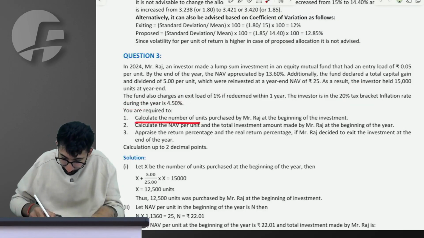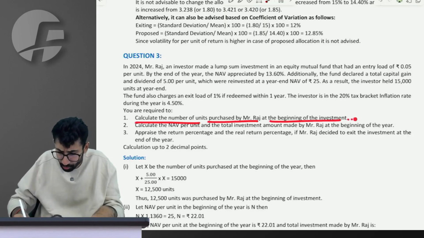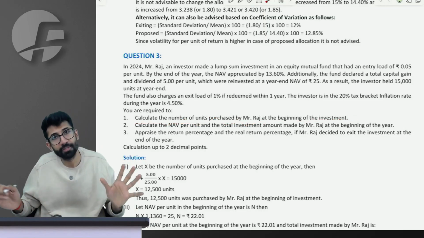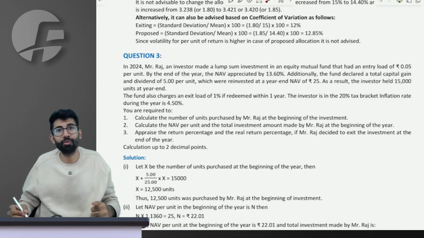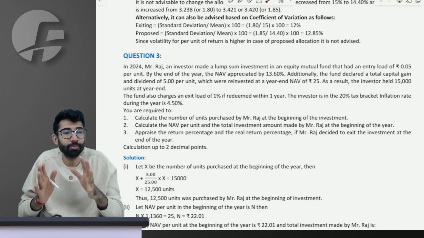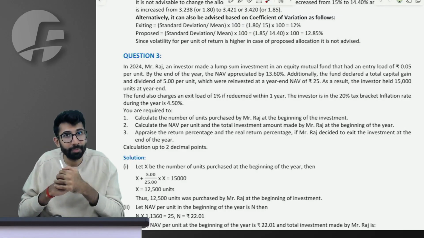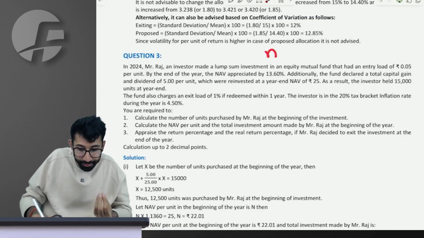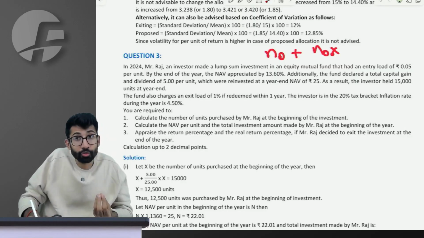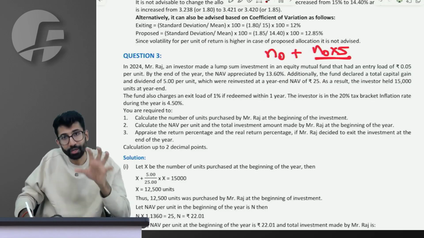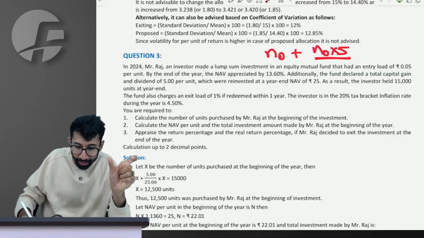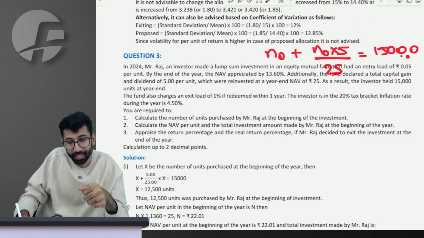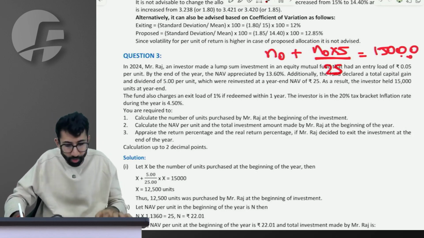Fine. Calculate the number of units purchased by Raj at the beginning of the investment. Once again, on day one, when you made the investment, how many units were purchased? Simple common sense. In mutual fund, we have done multiple questions of this side. In fact, whenever there is a question of dividend reinvestment plan, one particular formula which will be of use is that opening units, let's call them N0, plus, on those N0 units, you will receive some amount of dividend or capital gain, let's say 5. This total amount of dividend capital gain gets invested at a particular NAV, this is 25, and that's how the closing is becoming 15,000. With this formula, let's calculate the opening.